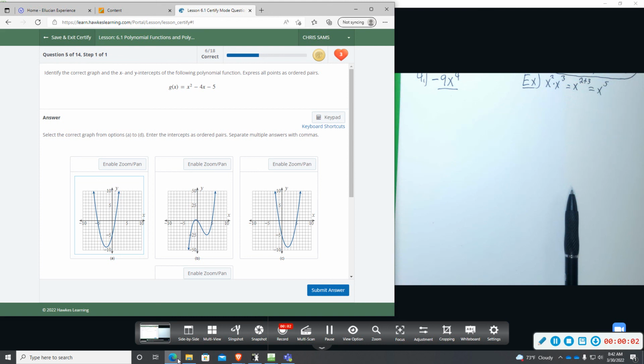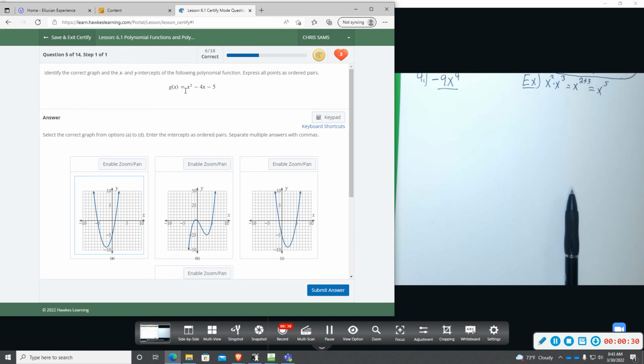All right, number 6, we want to identify the correct graph and the x and y intercepts. With this one, there's a number of different things you can do and a number of different things that, once you know them, will help you get to the right conclusion. So I'm going to show you by hand and with technology how to do this one.